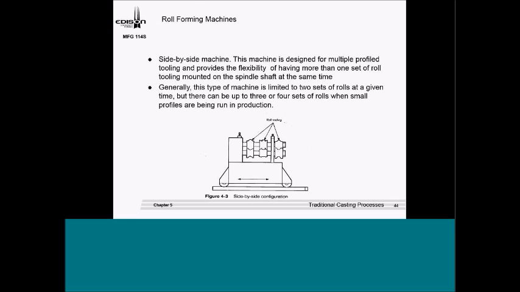And again, we look at a side-by-side machine. The machine is designed for multiple profile tooling and provides the flexibility of having more than one set of roll tooling mounted on a spindle shaft at the same time. This machine is limited to 2 sets of rolls at a given time, but you can actually have up to 3 or 4 sets of rolls. This is the side-by-side configuration.